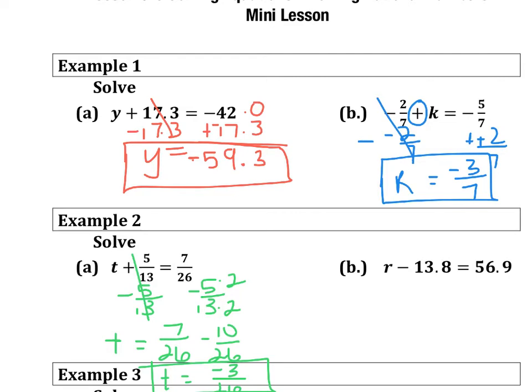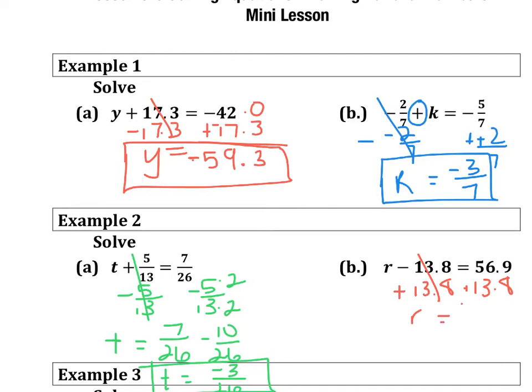In letter B, we have r minus 13.8 is equal to 56.9. Because our operation is subtraction, our inverse operation will be to add 13 8/10 to both sides. It will cancel on the left and isolate our variable r.